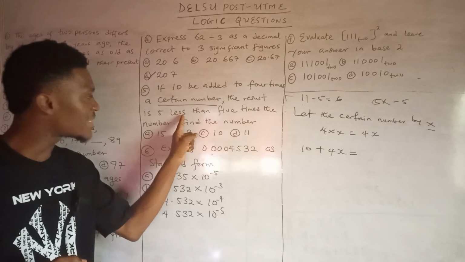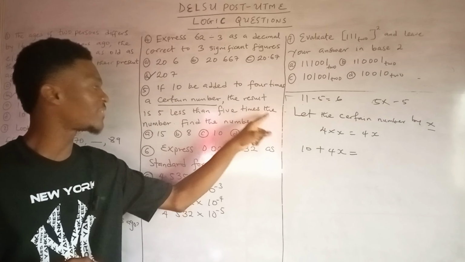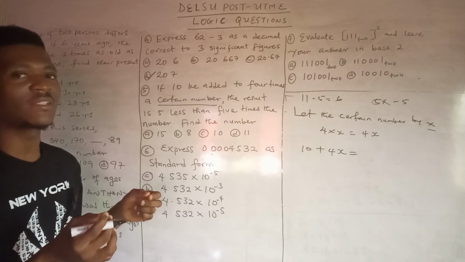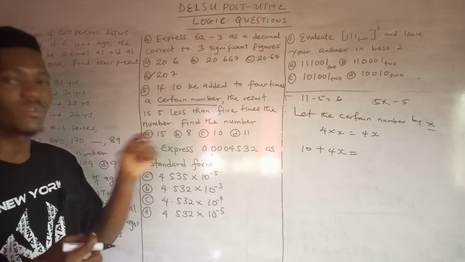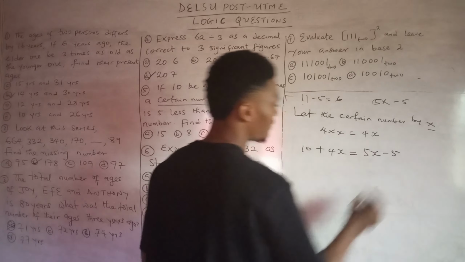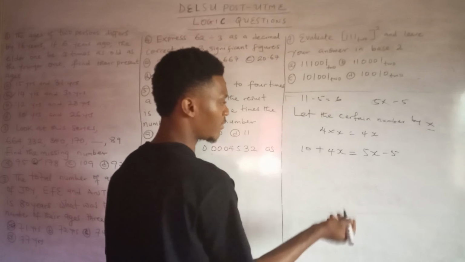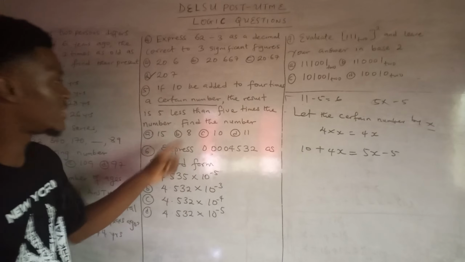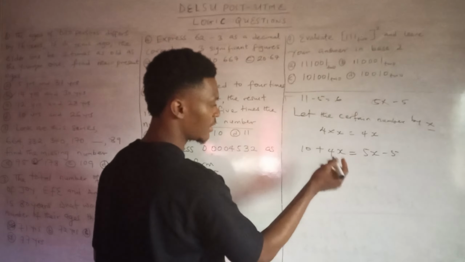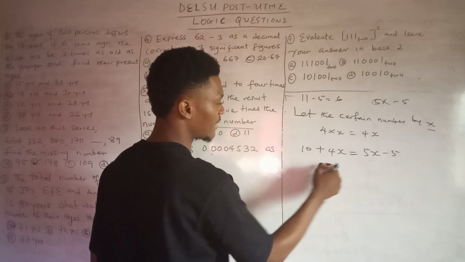So 5 times the certain number happens to be 5x. Then if it is 5 less than 5 times the certain number, meaning it should be 5 lower than it, and for you to reduce it by 5, you have to subtract 5 from it. So that becomes 5x minus 5. And of course, from here, we can collect like terms, but we are told to get the certain number, which is the x. So that becomes what? Collection of like terms. You can move this one to that side and this one to this side.